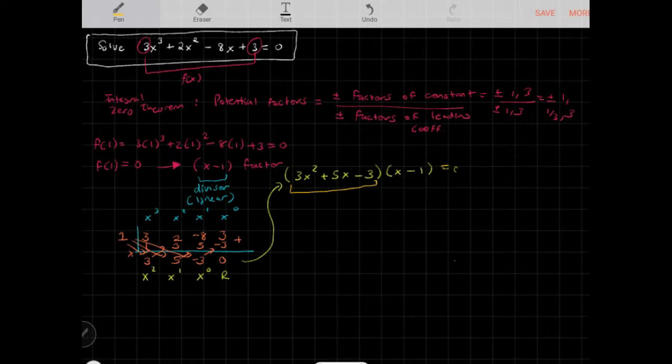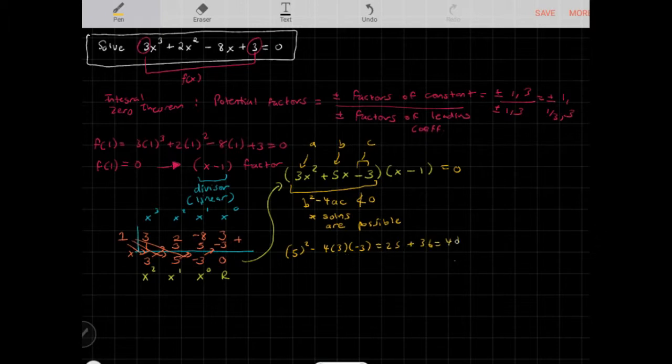x minus 1, this is equal to 0. Now, you could solve this using the quadratic formula. Let's see if there are solutions. I'm going to use the discriminant method, b squared minus 4ac. As long as it's not equal to 0, then solutions would be possible. In this case, this is your a value, this is your b value, and this whole thing is your c value. If we test it, you get 5 squared minus 4 times 3 times -3, which is 25 plus 36, which is 61... it looks like 41. So there should be two solutions.